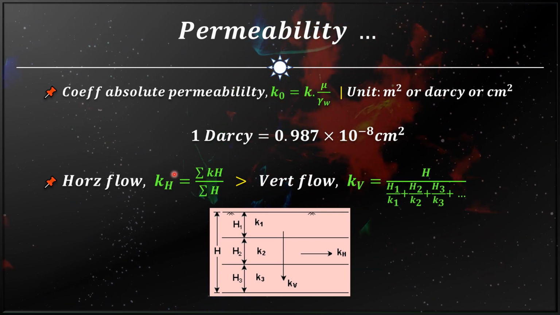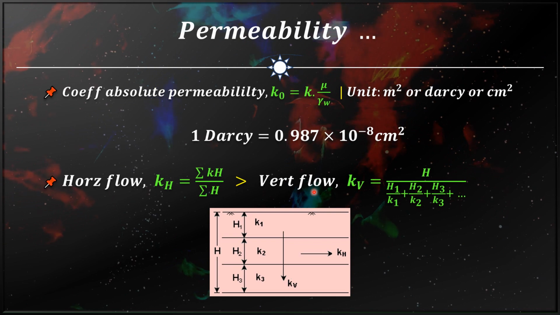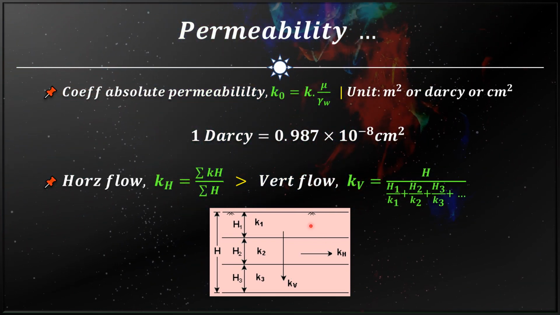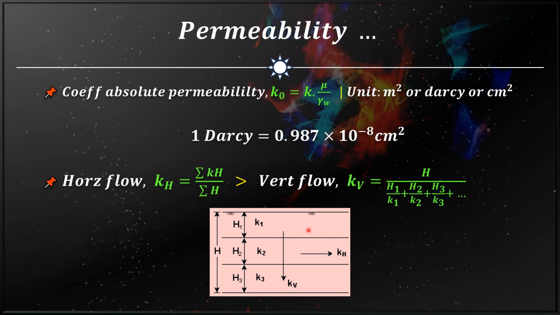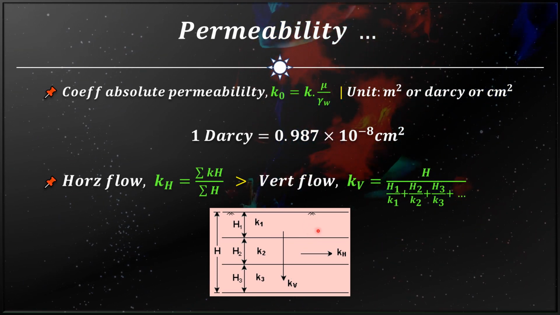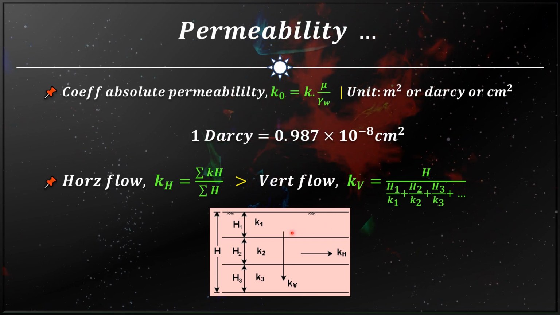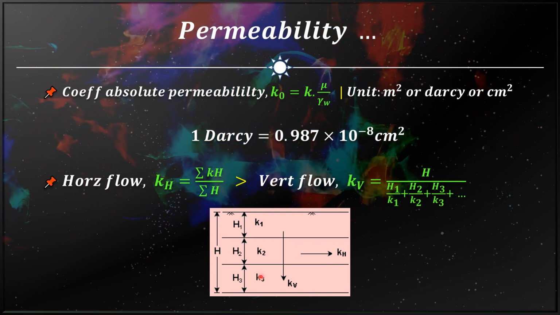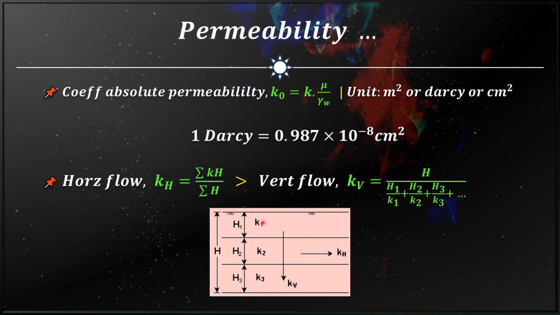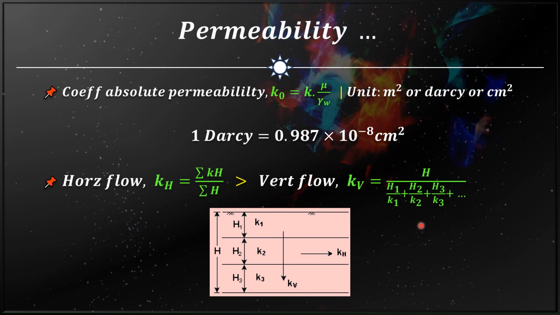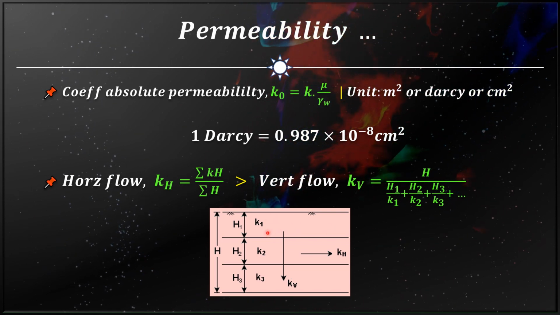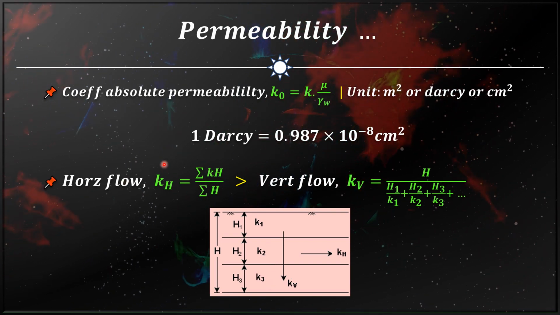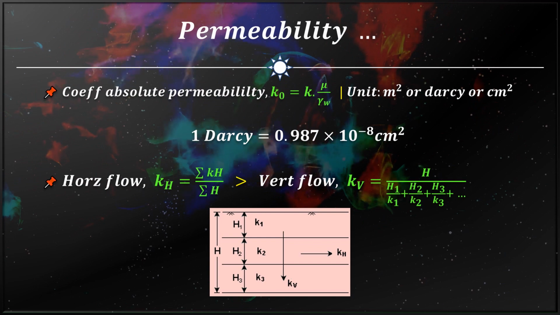When comparing both values, horizontal flow permeability is always greater than vertical flow, because in horizontal flow the hydraulic gradient will be constant, but discharge will be added: q1 plus q2 plus q3 like that. In vertical flow, the hydraulic gradient is not constant; I is equal to I1 plus I2 plus I3, but the flow will be constant. Here also Q, here also Q, here also Q. So that's why horizontal flow has higher permeability than vertical flow.